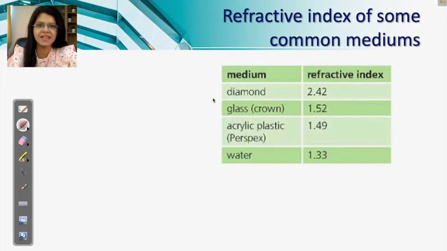Different substances have different refractive indexes. Diamond, if you see, has a very high refractive index. What does it mean? The diamond can bend the light so much. That's why diamonds are so shiny and so sparkly, right? Refractive index is high. Glass, acrylic, plastic, water, every different material has a different value of refractive index. The higher the refractive index, the more they bend the light.